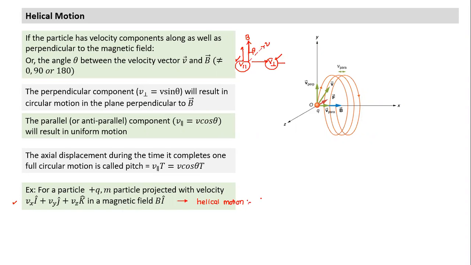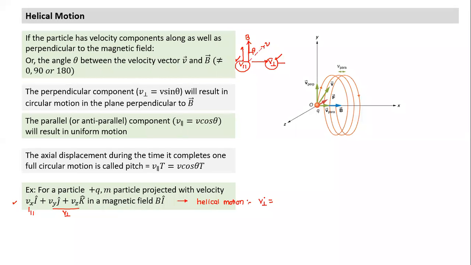Now from here, can you identify the perpendicular component which will determine its radius of circular motion? Which is the perpendicular component of velocity? Vy and Vz, because the magnetic field is in the i cap direction. So Vx becomes my parallel component, and the sum of these two vectors becomes the perpendicular component.